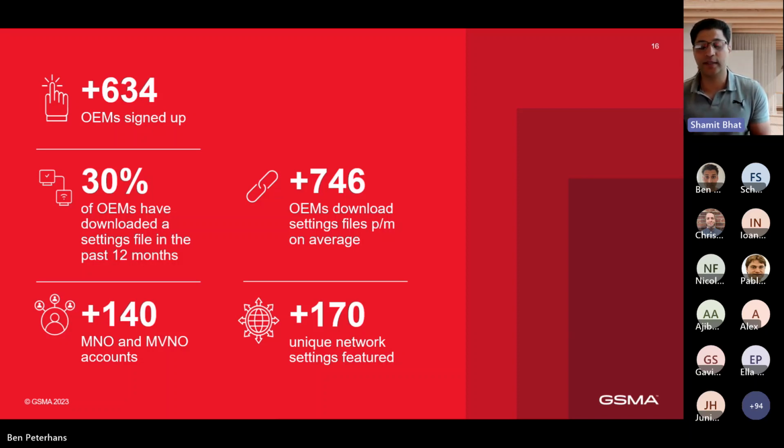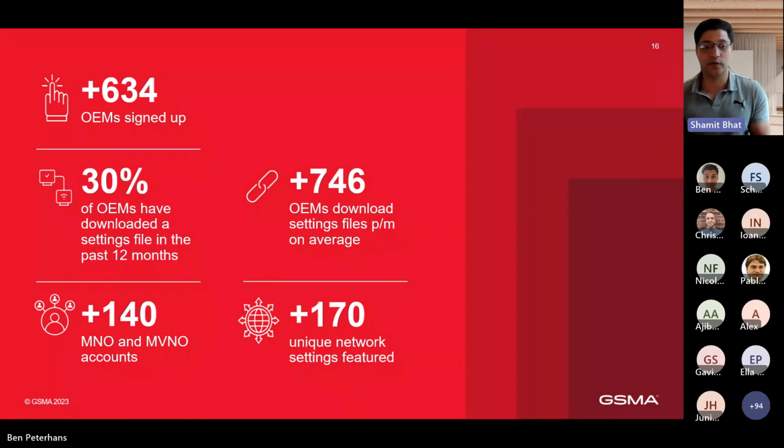We've also seen the average number of downloads on the rise, particularly this year. You can see on average it's 746, but just in the last 2 months, we've had more than 2,000 files being downloaded in the month of May. Last month, we had more than 1,000 files downloaded in just a single month. Now, in terms of the operators who are on the system, we've got more than 140. In fact, just yesterday I checked, it was 144 in total. That includes the operators, they are MNOs and MVNOs.